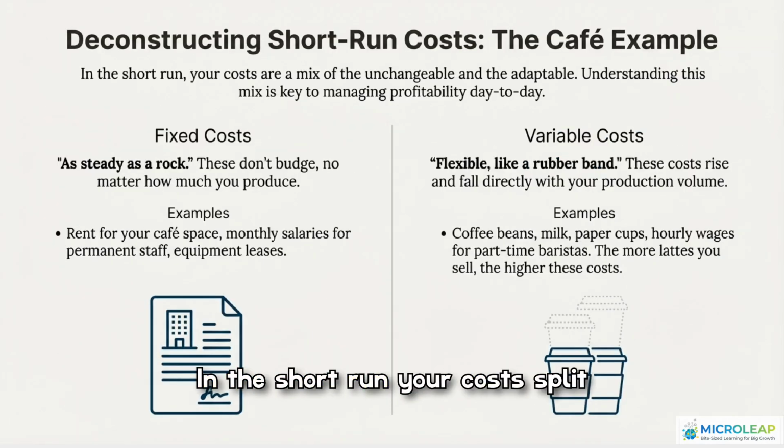In the short run, your costs split into fixed costs, steady expenses like rent and salaried staff that don't change with output, and variable costs, which stretch like a rubber band and rise with production, such as beans, milk, and hourly wages. Managing profitability day to day means knowing which costs you can flex and which you cannot.